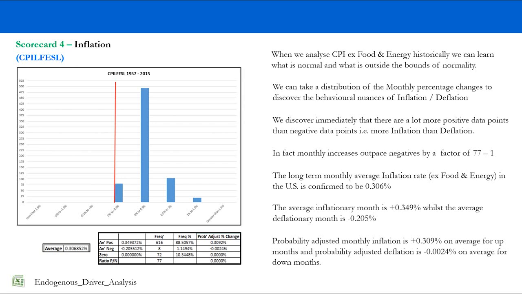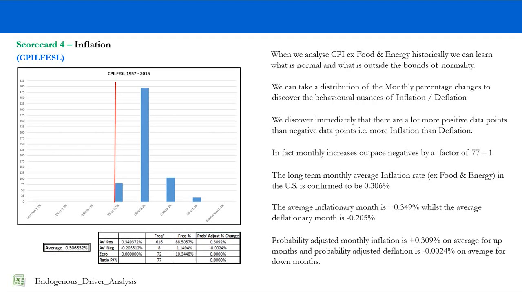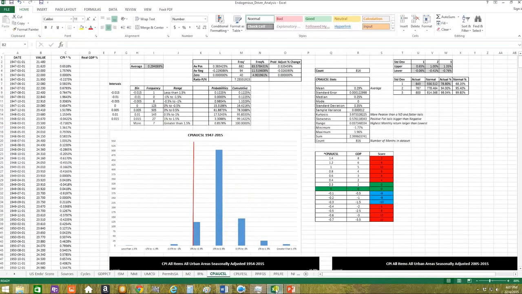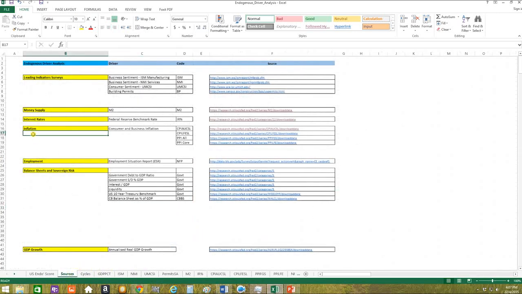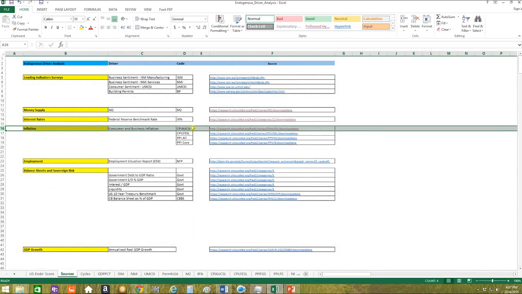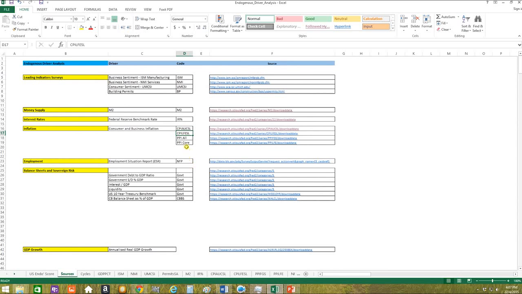Now we can go over to the spreadsheet and have a look at these stats. So why don't we do that now? If we head over to the spreadsheet, endogenous driver analysis, we can start looking at the CPI ex food and energy. So we want to come out of the tab here for the CPI that includes food and energy. First, we'll have a look at our sources tab. We go back to our inflation section and we find the CPILFESL, and we click on the link here.